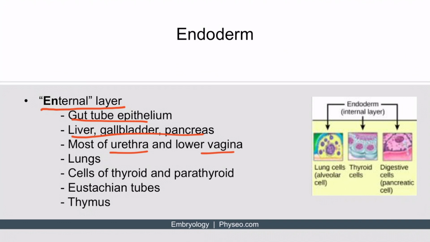Additionally, the endoderm forms the lungs, including the alveolar cells, the cells associated with the thyroid and parathyroid glands, and finally the eustachian tubes and the thymus.